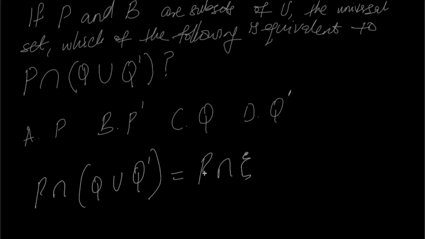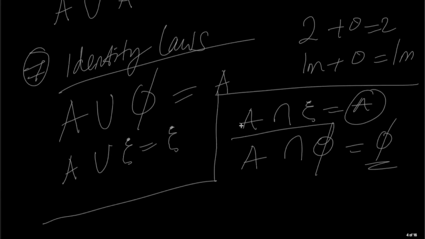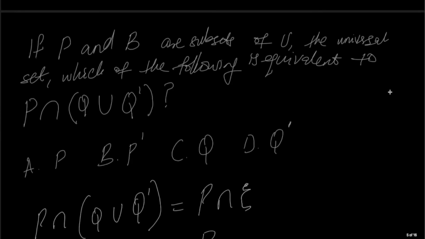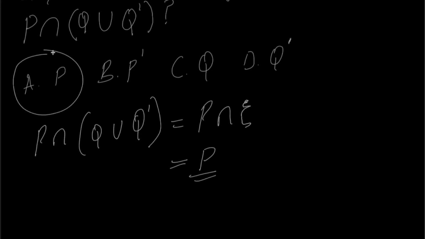The next one is P intersect universal set is equal to P, because when you do intersect with universal set, and you are a subset of that universal set, definitely the result will be P. Therefore, this is equal to P. You can also check that. A intersect universal set will give us what? A. The same thing goes that P intersect universal set will give us P. Therefore, the result is A.